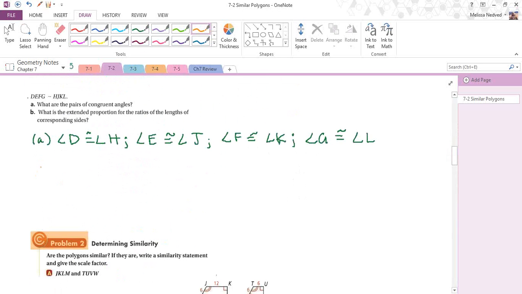Then, if we want to write the extended proportion of the ratios of lengths for the corresponding sides, again, pick whichever one you want. One way to do this would be, just like I did in the last one, I would take the first two vertices to make side DE, put that over my first two, HJ. Set that equal to, I'm going to move into the middle two, EF over JK. Move on to the last two, FG over KL. And then the first and the last, DG over HL.